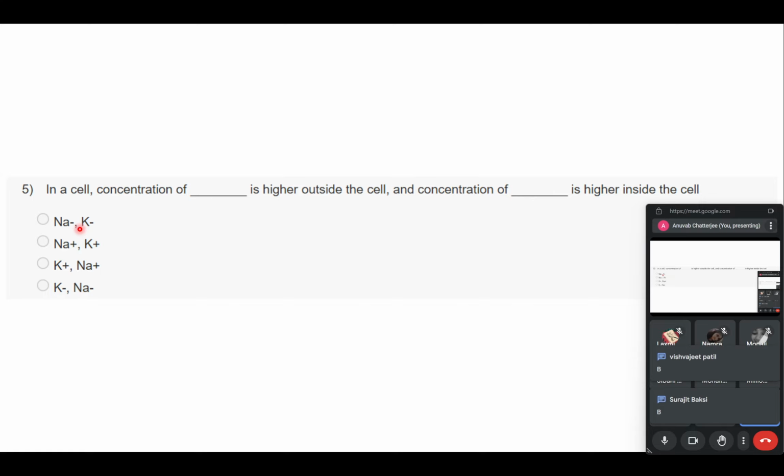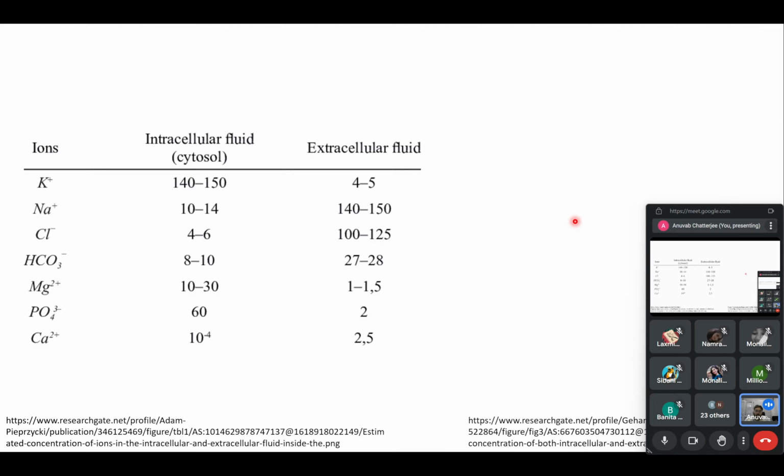Okay, so Aruna, Shraddhanjali, Mona Lisa all say it is B. Trupti, Jagruti, Priyanka, Lakshmi Priya also say it is B. Shanti Priya, Shibani, Sunita, Vishwajit, Surajit, Kamlesh and Namrata, all of us say it is B, that the concentration of sodium is higher outside the cell and the concentration of potassium is higher inside the cell. So you are absolutely correct.